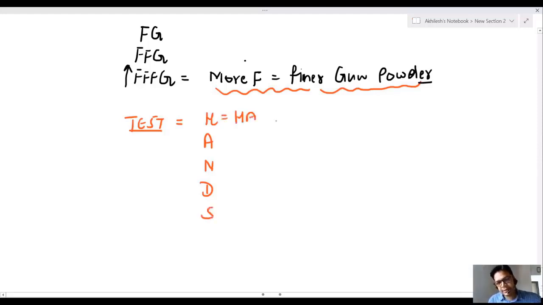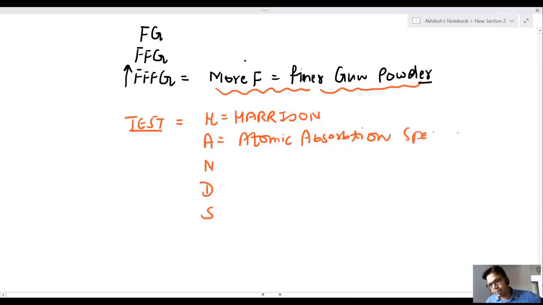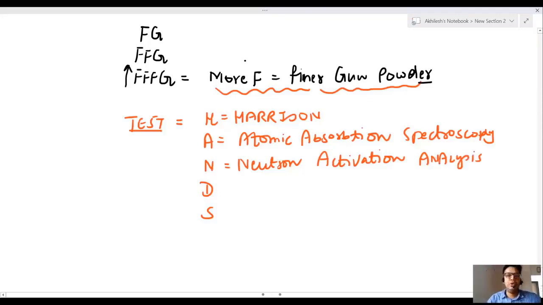H for Harrison test. A for atomic absorption spectroscopy. N for neutron activation analysis.